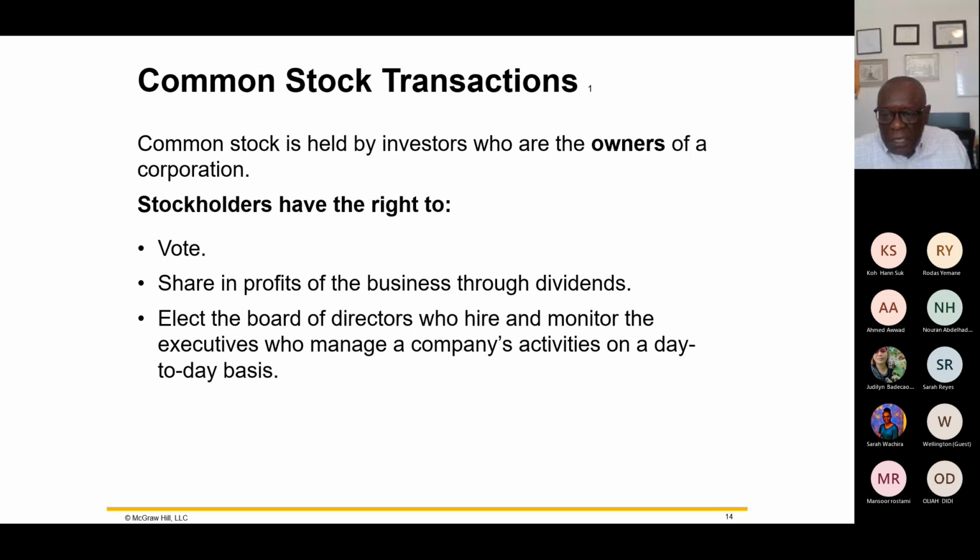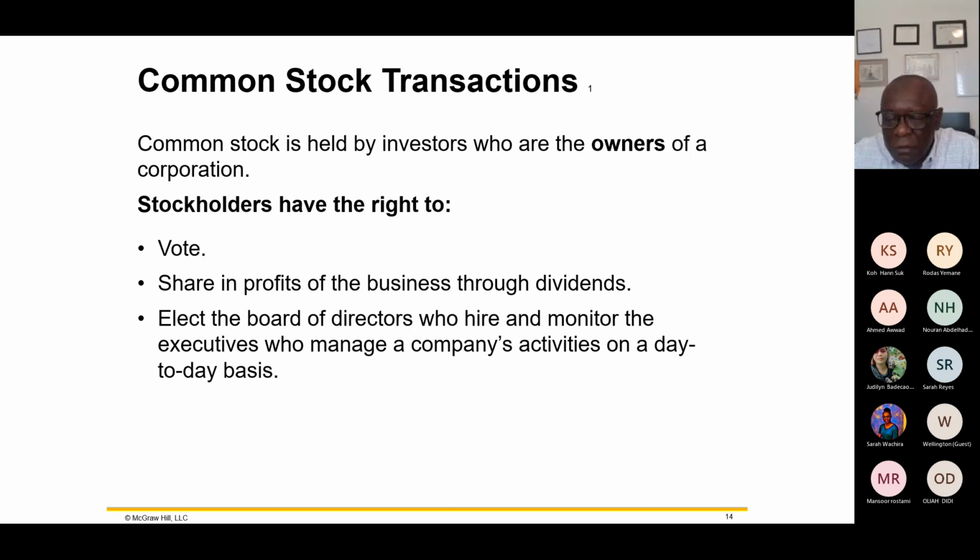You just send your vote because you are going to vote for new directors, vote for new items for the company, or new directives, new management decisions, and so forth. So you can send by proxy. You don't need to be there. So that is a very, very powerful and key characteristic of common stock.